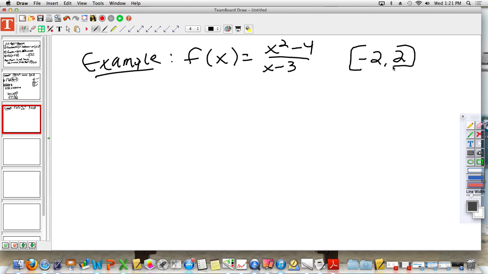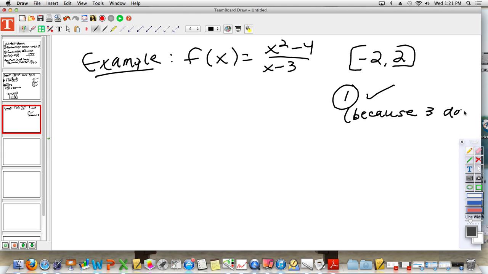It's only from -2 to 2. 3 falls outside of the interval. Are you with me here? So number 1, and you might want to make a note of this, number 1 exists, because 3 does not fall in the interval.